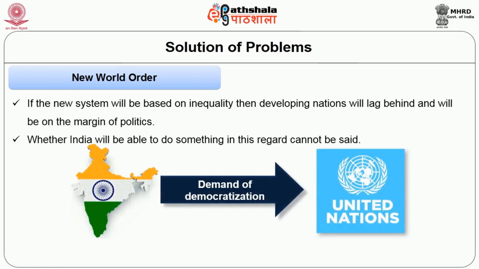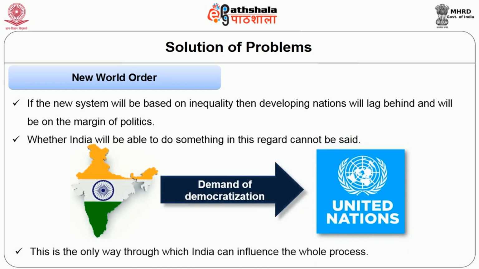We should view India's demand of democratization of UN in this context. This is the only way through which India can influence the whole process. Let me conclude this module by saying that India's foreign policy has been partially successful and partially unsuccessful. For it to become completely successful, India first of all needs to focus on its institutional development.